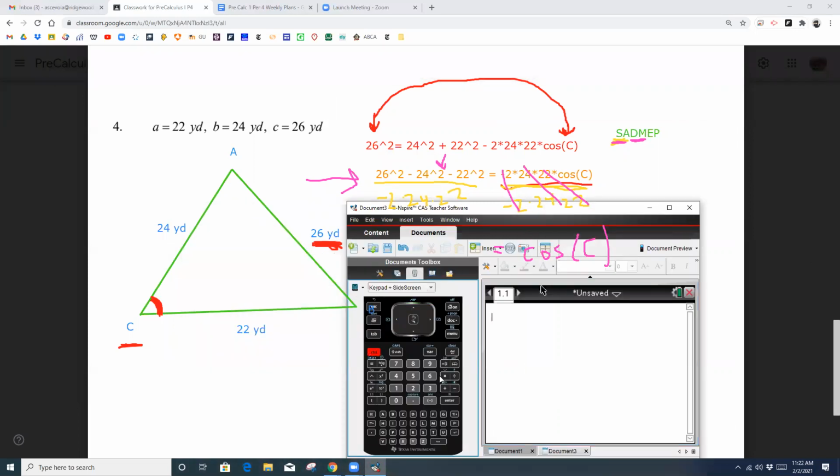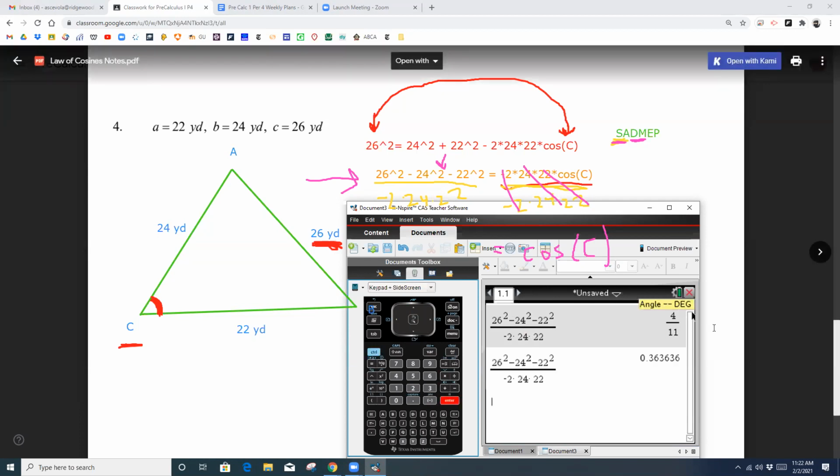I'm going to go control division. I'm going to type in 26 squared minus 24 squared minus 22 squared, divided by -2 times 24 times 22. And we get a nice 4/11, which usually will come out to an ugly decimal, but 4/11 is a nice rational expression there, simplified nicely. So it comes out to be 0.3636.